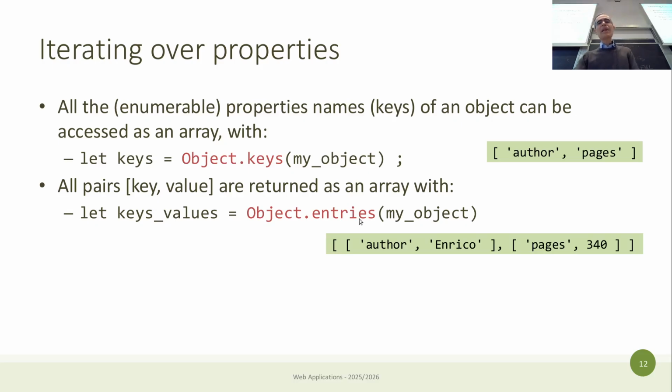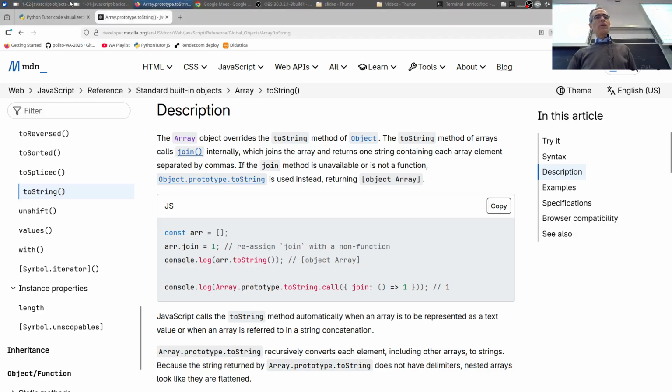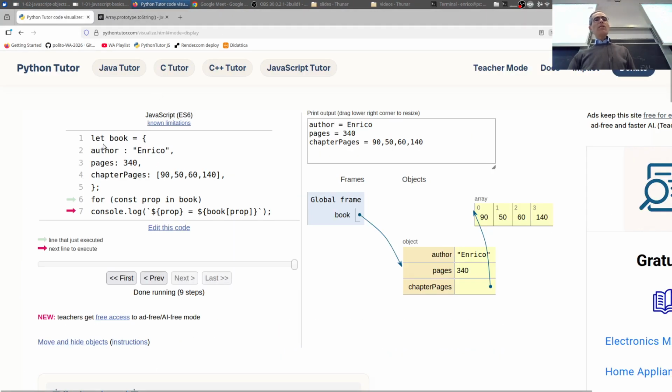Okay, so keys and entries. So keys just return an array of the keys. Just remember, there is no order in the keys, okay? So we had an example, it was so nice because it printed things in the order we wrote it in the code, but this is not guaranteed. So it was like author, pages, searchable. It's just a matter of chance.